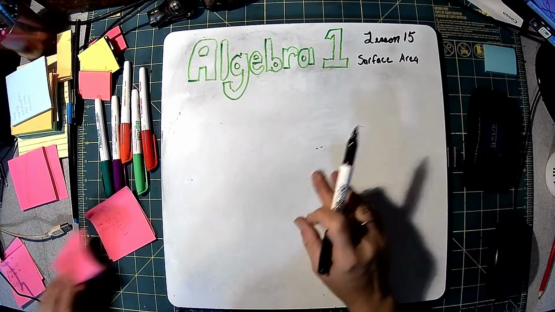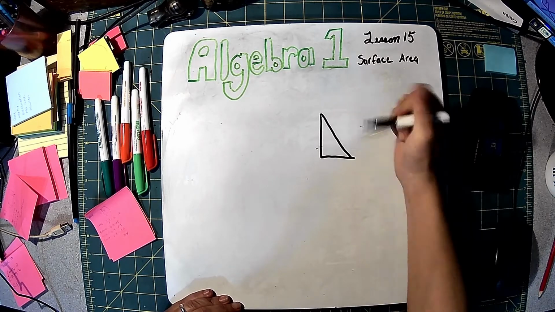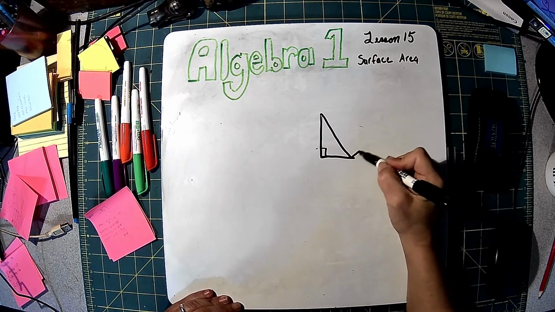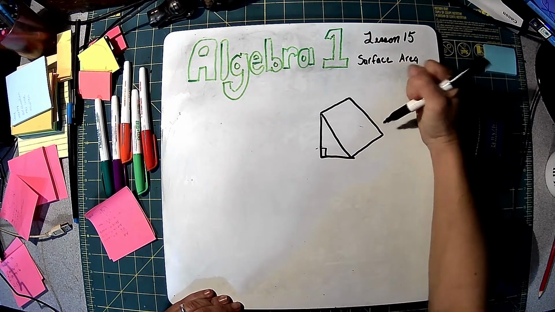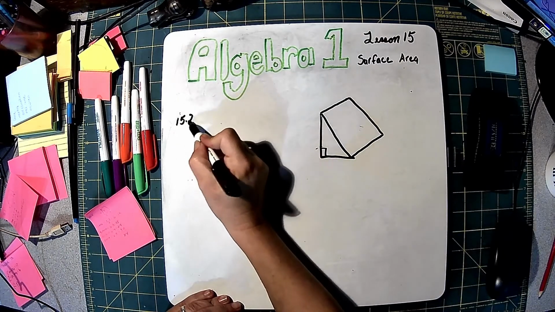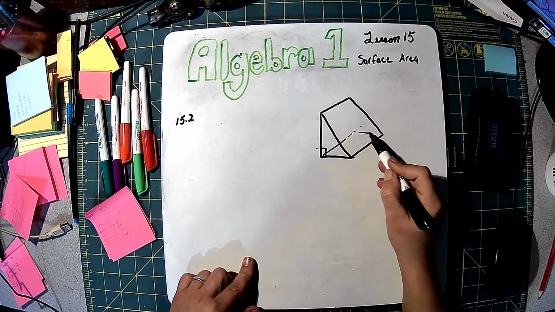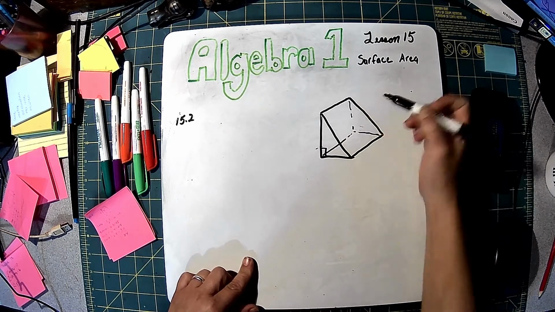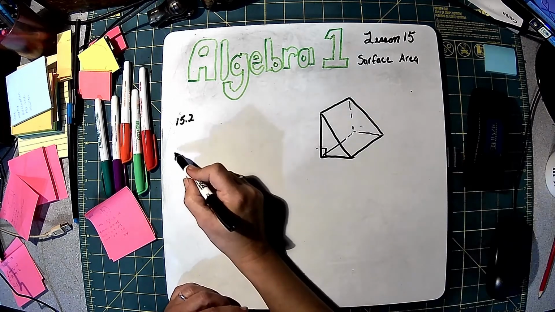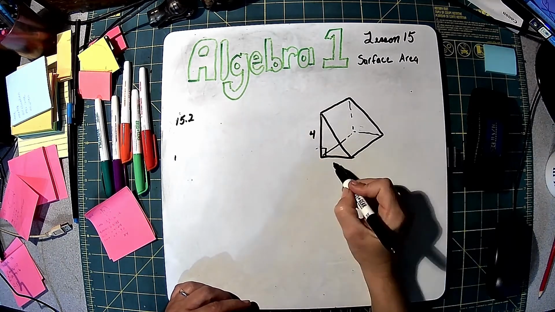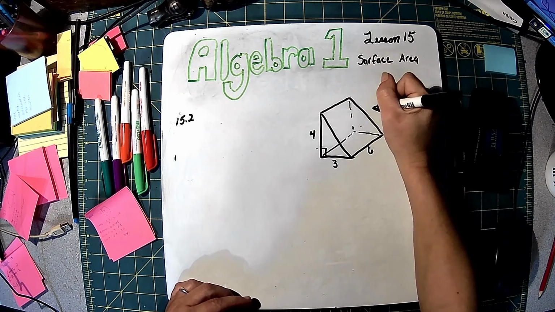Alright, let's try another one. This one's a different shape. This one's a triangle. It tells us that it's a right triangle right there. But then it goes out like this and comes down like that. And this is 15.2. Alright, so this doesn't have as many sides as our cube did. We're going to have a bottom, a base, and we're going to have these 2 triangular pieces. Then we're going to have a back and a front. Alright, so first we got to label these. That's 4 high, 3 wide, 6 right there, and then this one that comes down like that is 5.